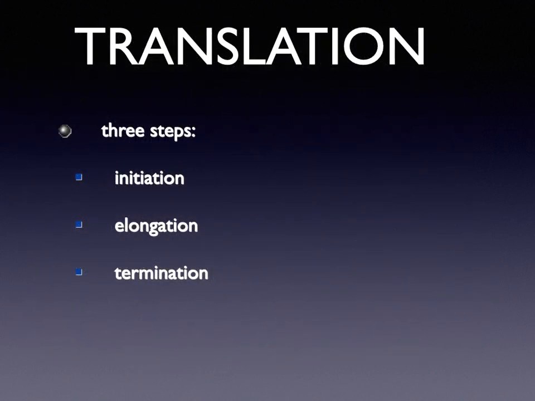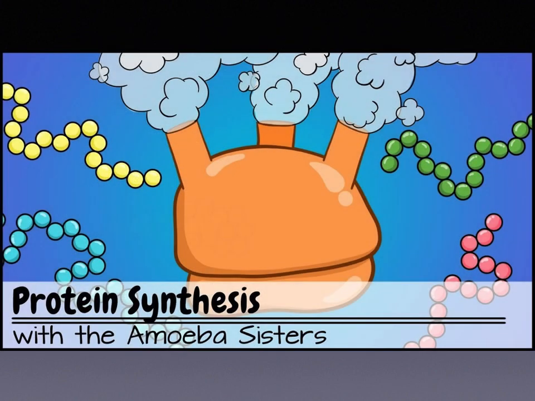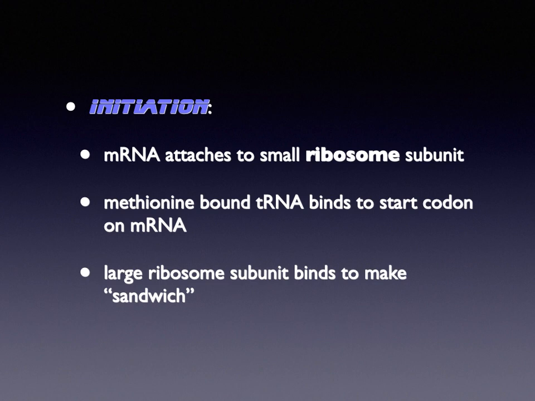Translation is 3 steps: initiation, elongation, and termination. Another video that you should have been assigned. What happens during initiation is mRNA attaches to the smallest of the ribosome subunits. There are 2, a small and a big one. Methionine bound on the tRNA binds to the start codon on mRNA, and the large ribosome subunit binds to make what we call a sandwich.